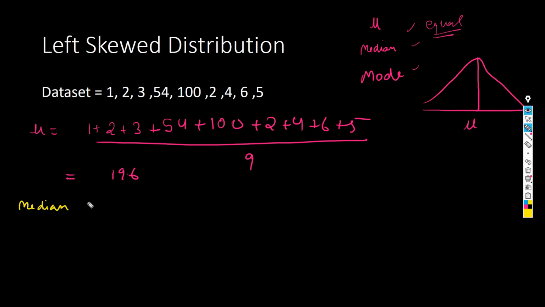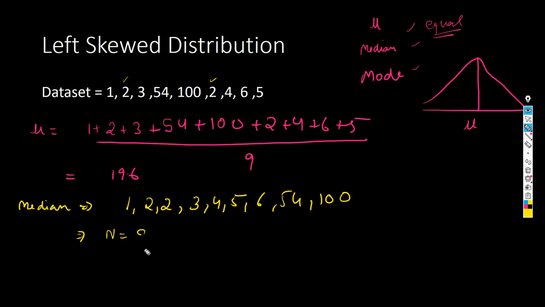Now let's find the median and mode. For the median, we have discussed how to do that. First of all, we arrange the data in increasing order: 1, 2, 2, 3, 4, 5, 6, 54, and 100. Why did we write 2 two times? Because in our data set we have it two times. According to our second step, we check whether the number of data points is even or odd. Here n is 9, which is odd, so we look for the middle element, which is 4.